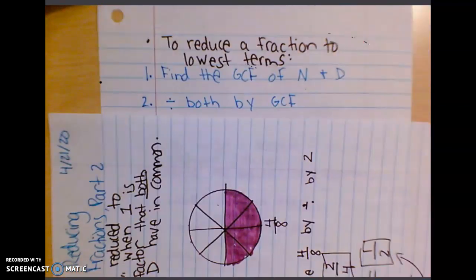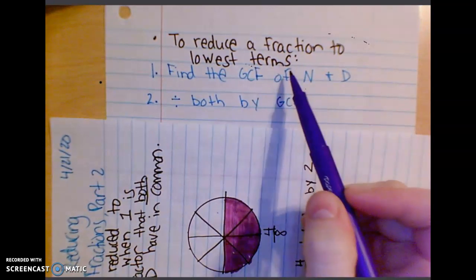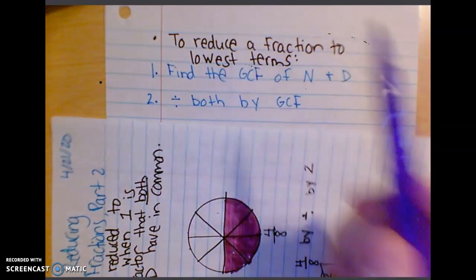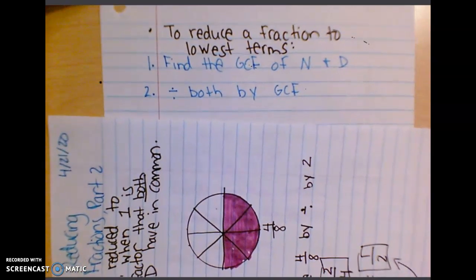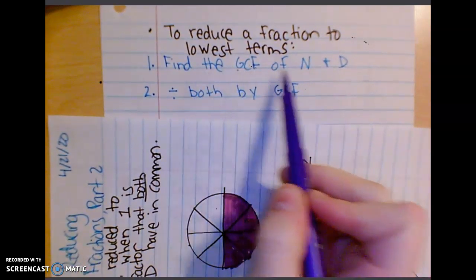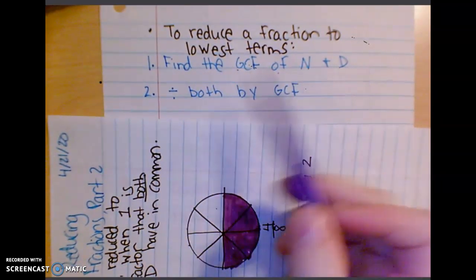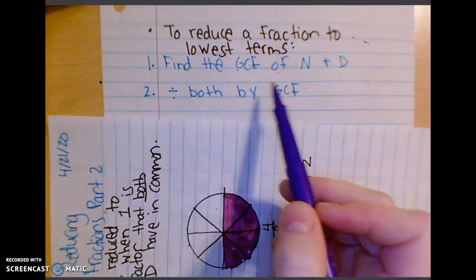I just laid that out in 2 simple steps. Please write this down. To reduce a fraction to lowest terms, you'll find the greatest common factor of your numerator and denominator and then divide both by that number.